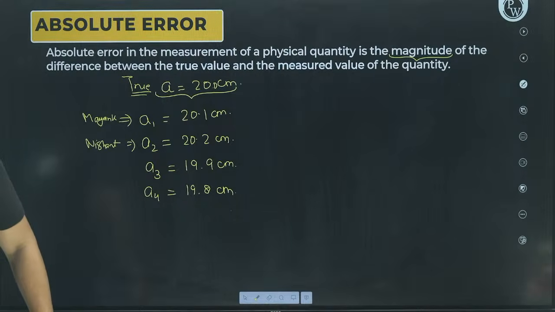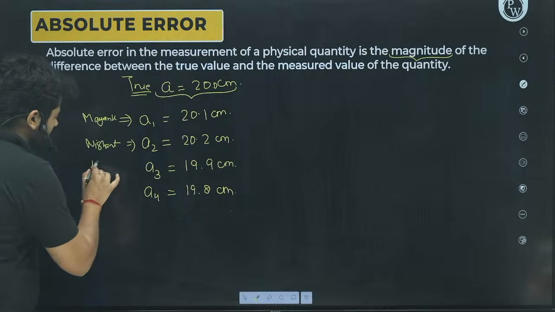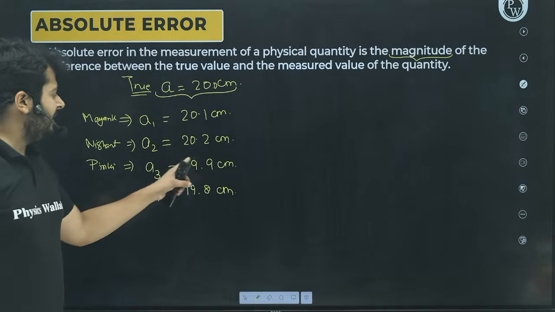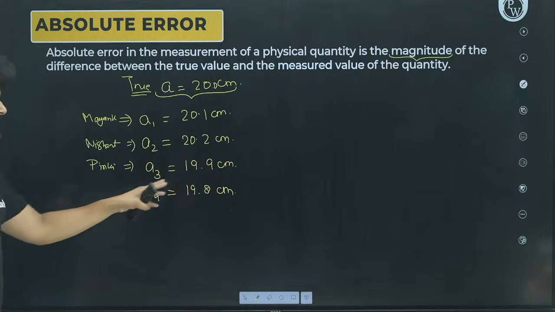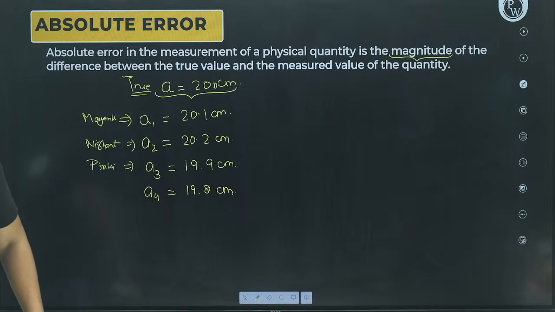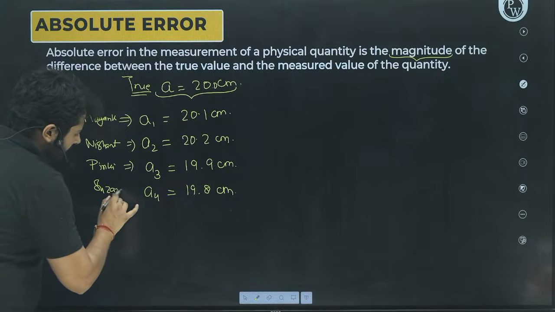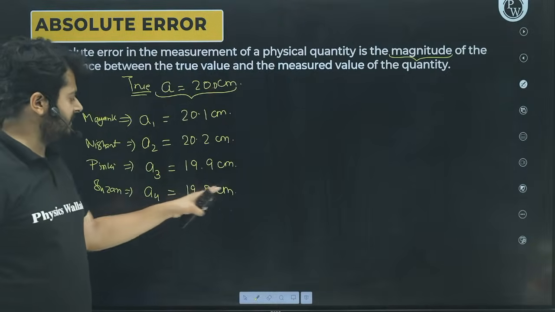The third kid is Pinky. She says, sir, my measurement of the same object is 19.9 centimeter. The fourth kid is Suzanne, and she says, sir, my measurement of the same object is 19.8.